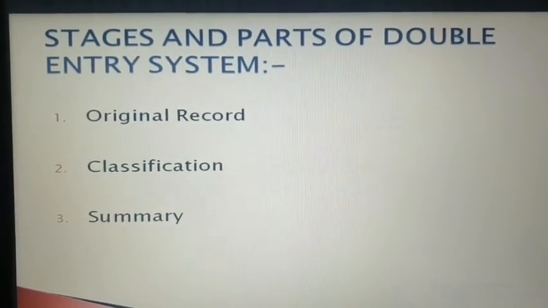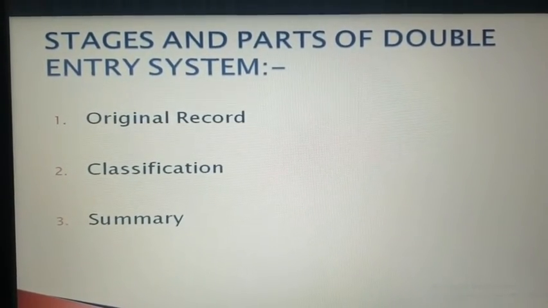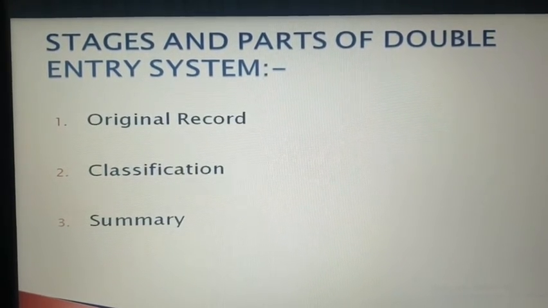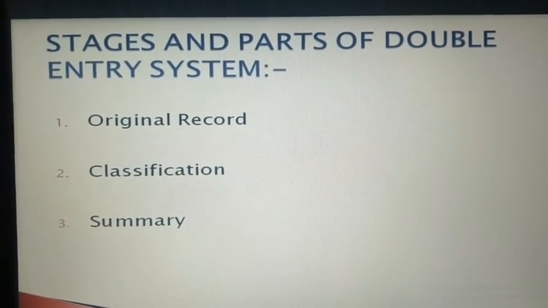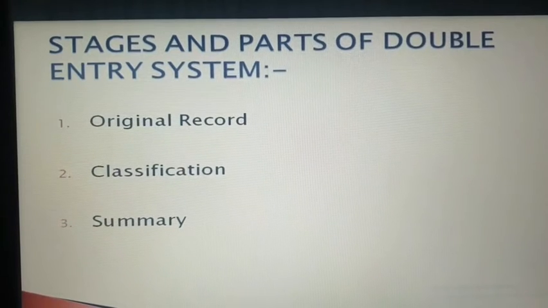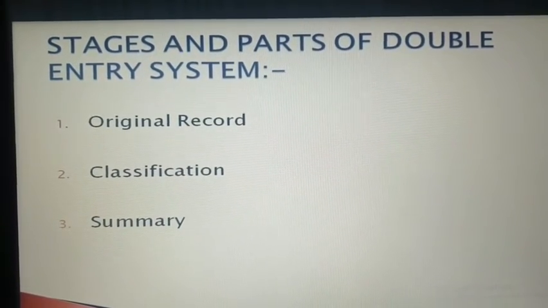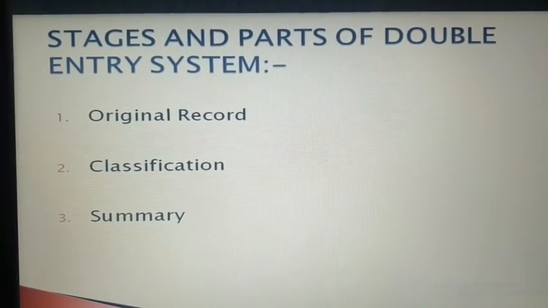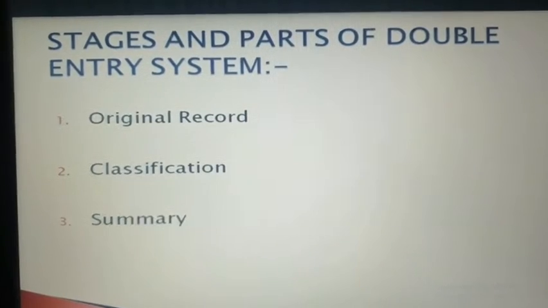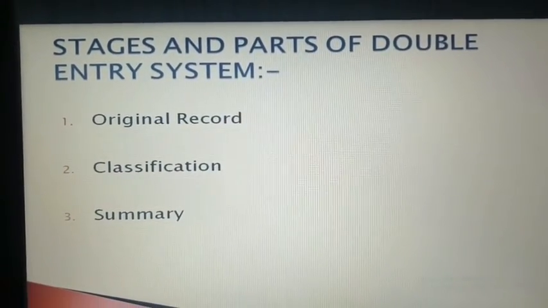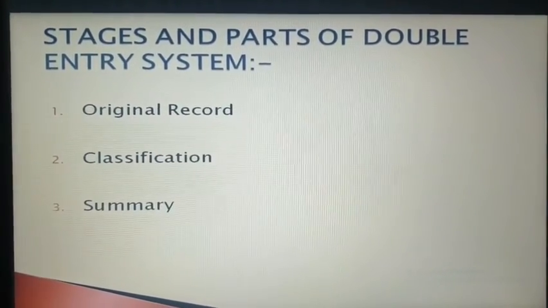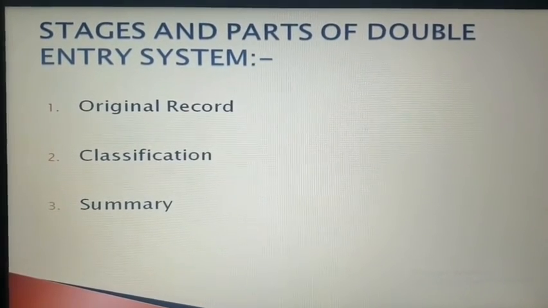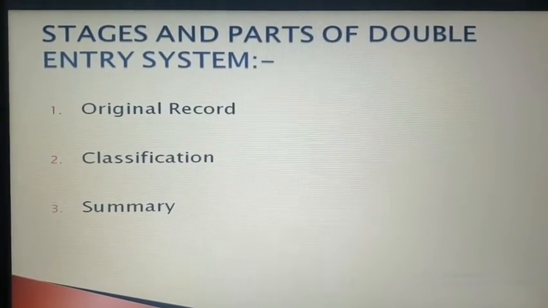In this chapter we will discuss the stages and parts of double entry system, advantages and disadvantages of double entry system. So let's start with the first, that is stages and parts of double entry system. There are three stages of double entry system, that is original record, classification and summary.